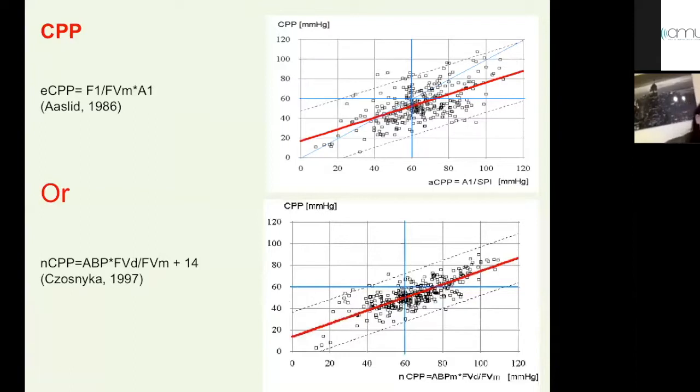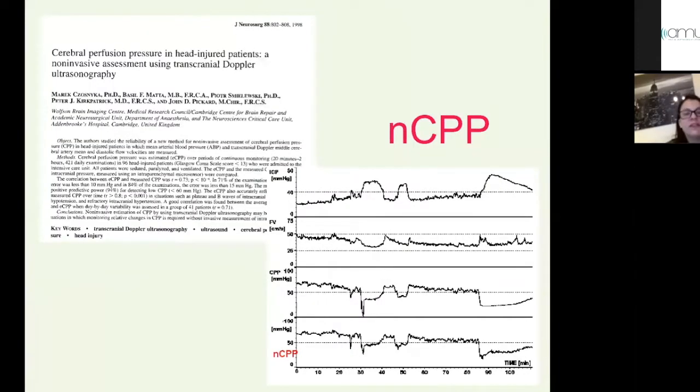So they tried to assess the CPP non-invasively using the arterial blood pressure, the diastolic flow velocity, and the mean flow velocity, so easily using the transcranial Doppler. And actually they found a very, very good relationship between the invasive CPP and the non-invasive CPP. These are the results of their paper.